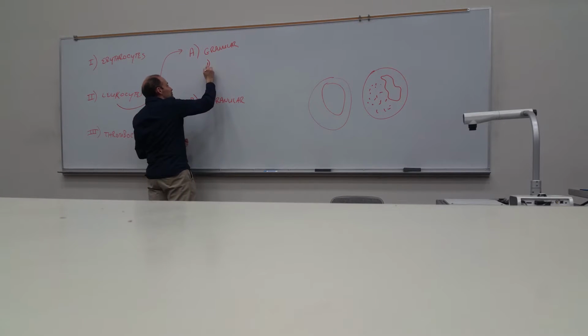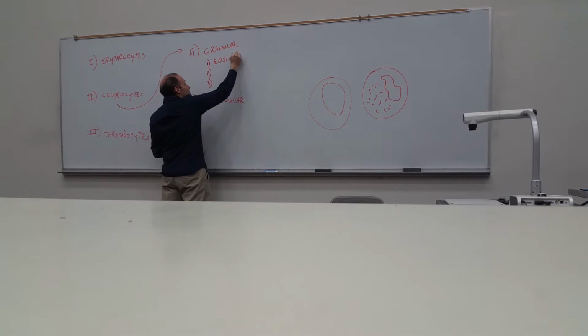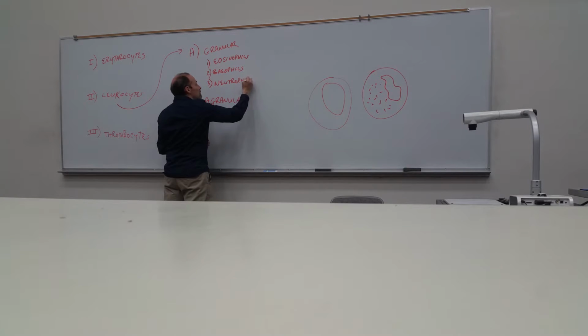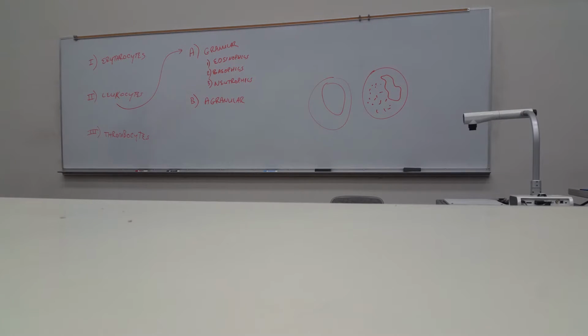So examples of granulocytes that you will find in your normal peripheral whole blood would be things like, let's start with eosinophils. There's no particular reason why I did them in that order, I guess. So, eosinophils, basophils, and neutrophils.